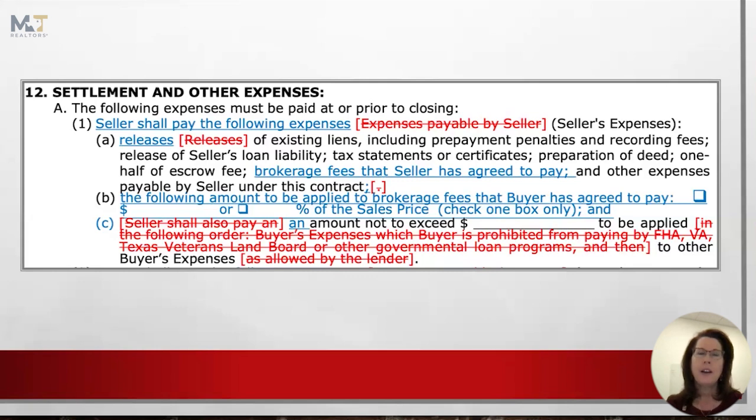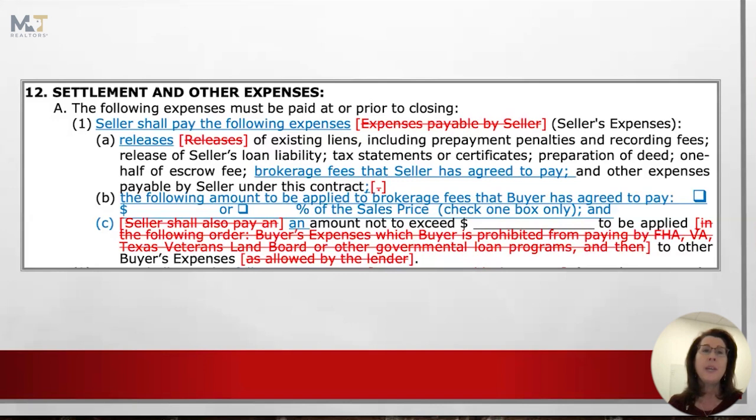Seller's expenses are A, releases of existing liens, including prepayment penalties, any recording fees, release of seller's loan liability, tax statements or certificates, preparation of deed, 1/2 of the escrow fee, brokerage fees that seller has agreed to pay, that's in the listing agreement, and other expenses payable by seller under this contract; semicolon.